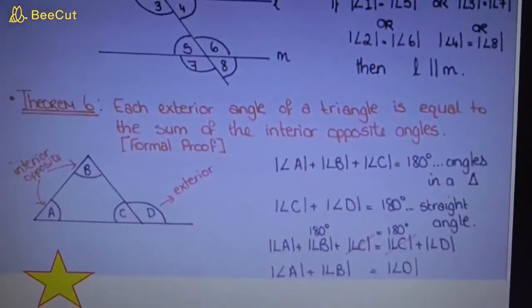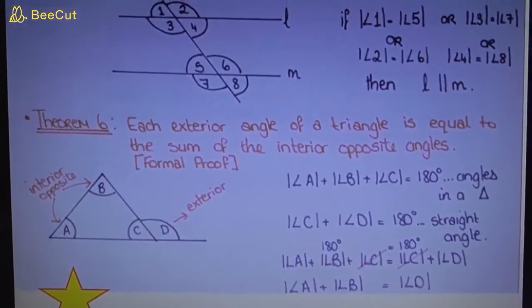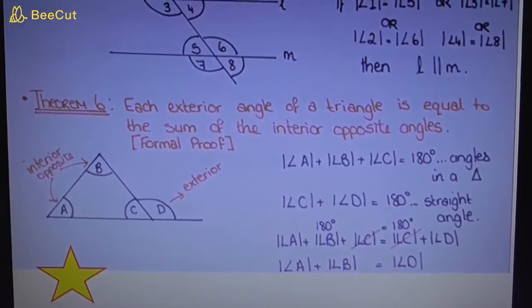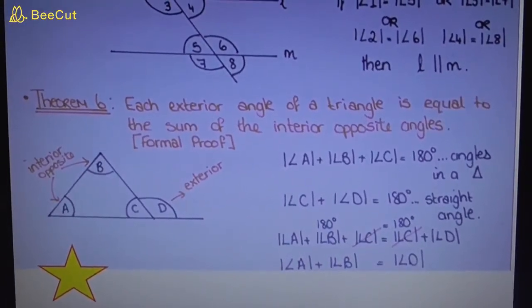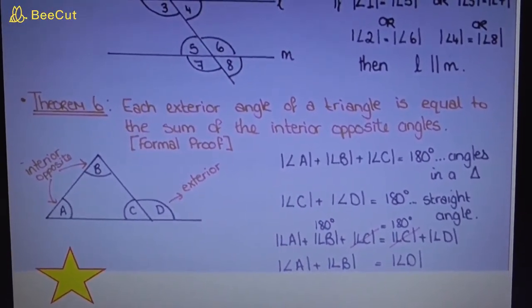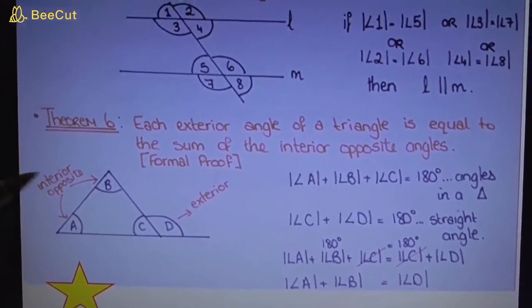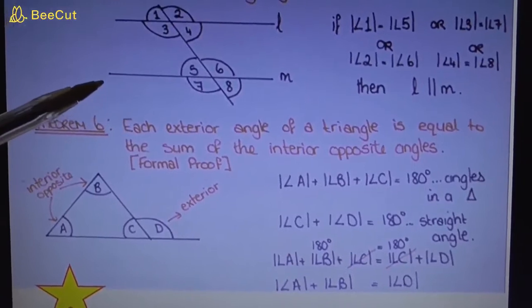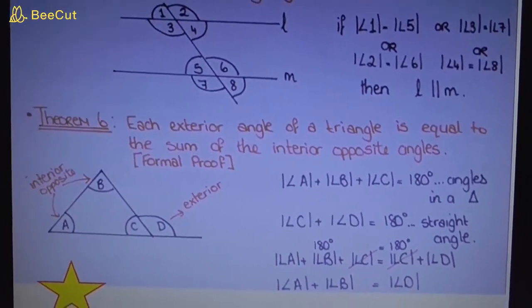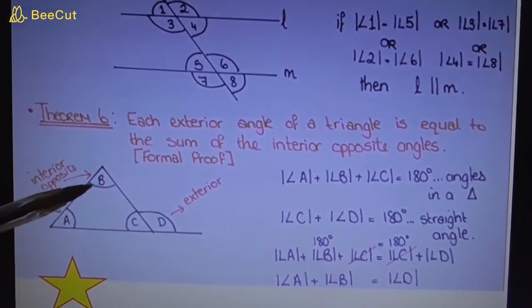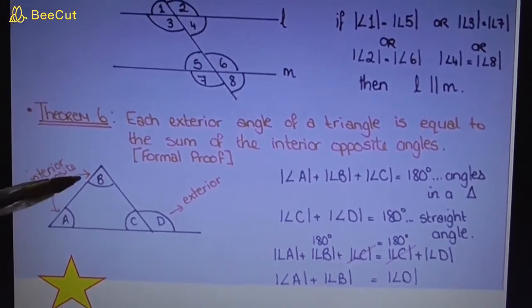Theorem 6. This is a formal proof, so there's a star on it. Each exterior angle of a triangle is equal to the sum of the two interior opposite angles. So basically up at the top, that's your title. Then what is it that we're trying to prove? We're trying to prove that angle D is equal to angle A plus angle B. That's what I'm trying to prove.